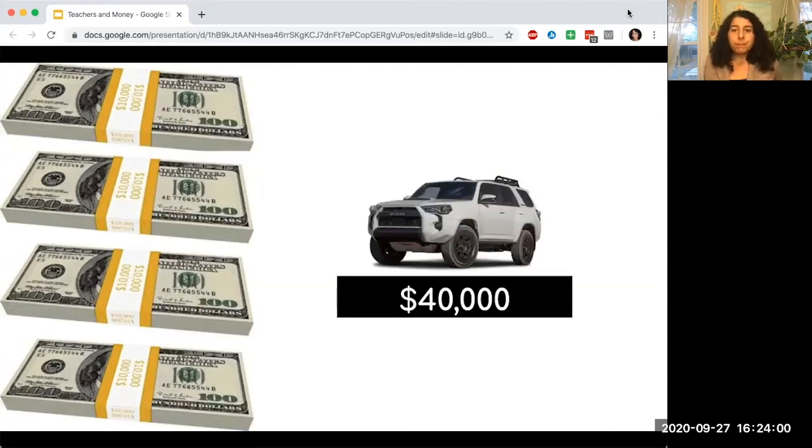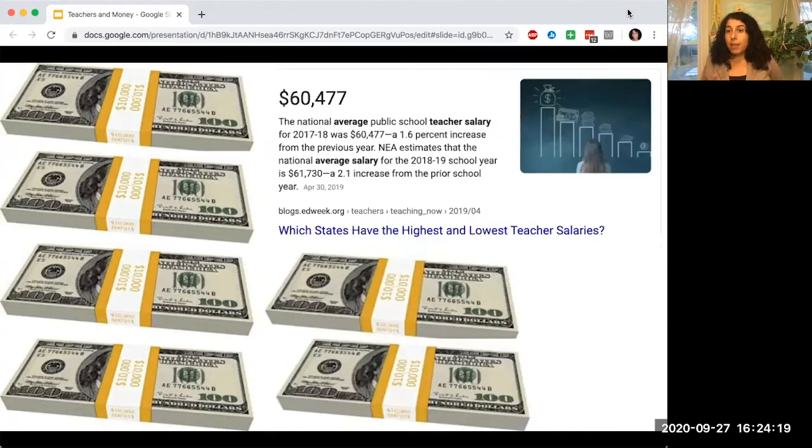Okay. So if you need a visual point for that, a Toyota 4Runner is probably about $40,000. So think about a nice 4Runner with a little bit of options, it's about $40,000. That stack of money is equivalent to that. Those are two different reference units, but they mean the same thing. Now let's think about a teacher salary. A teacher salary in the US on average is about $60,000.